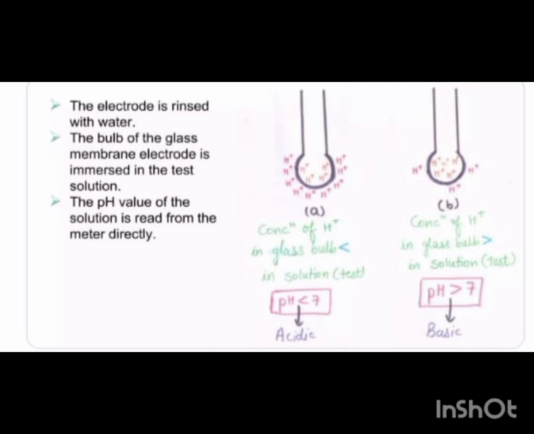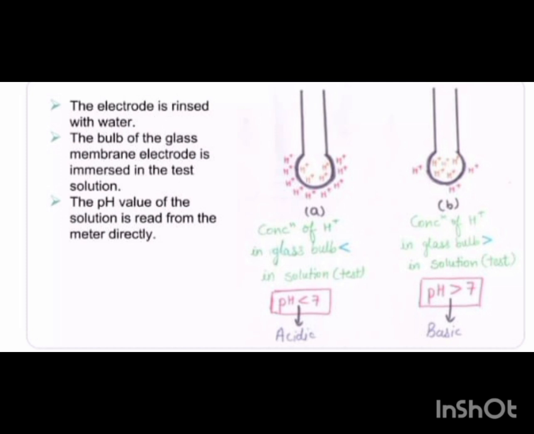And here, if the concentration of H plus ions in the glass bulb solution gives a pH less than 7, hence it is said to be acidic. And here, if the concentration of H plus in the glass bulb in the test solution gives a pH greater than 7, hence it is said to be basic.